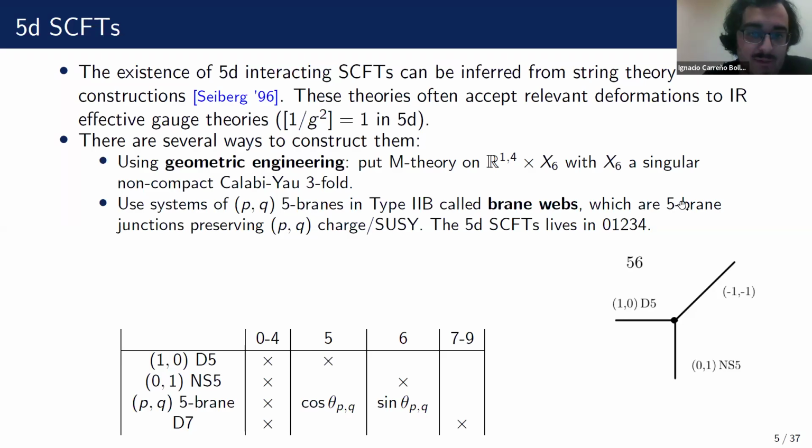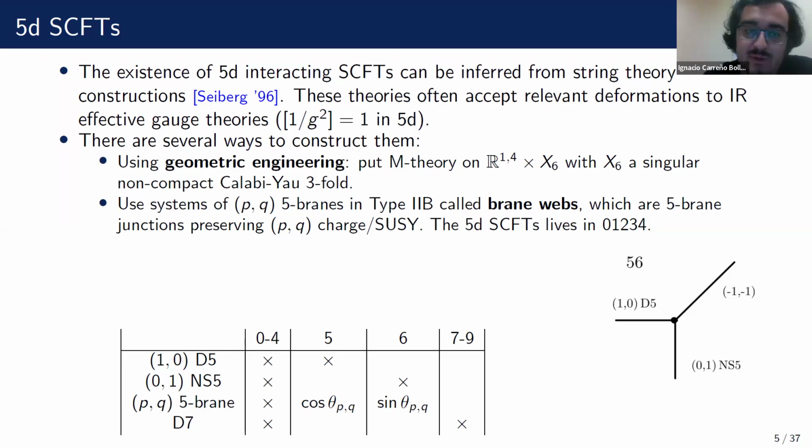Alternatively, we can use brainwebs, which are systems of (p,q) 5-branes, that is, bound states of p D5s and q NS5s. These 5-branes span directions 0 to 4, and they form a non-trivial junction in the 5,6 plane. The supersymmetry condition for these semi-infinite 5-branes is given by (p,q) charge conservation. This has the additional condition that it fixes the angle at which they lie in the 5,6 plane by their (p,q) charge. The SCFT lives in the 0 to 4 volume.